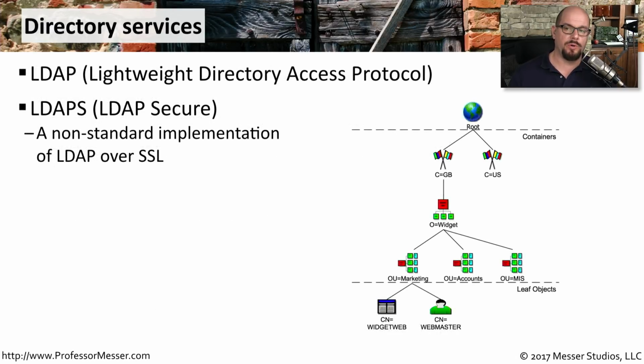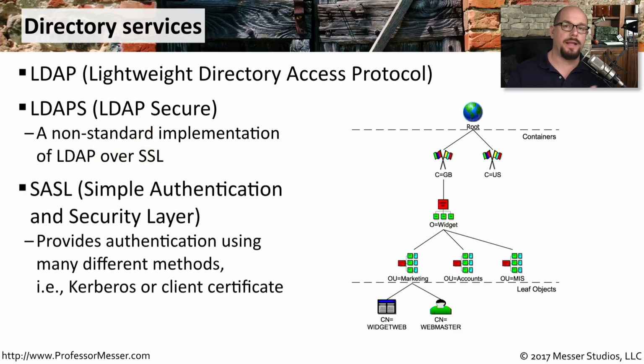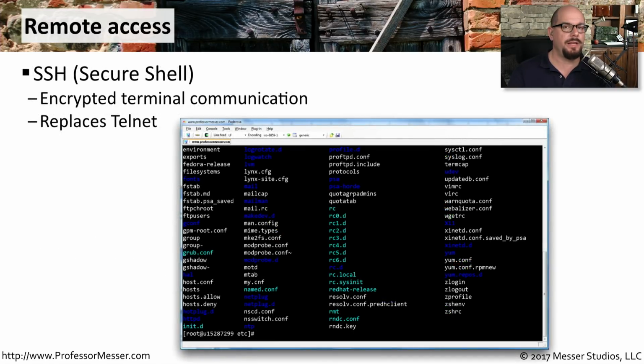One way to make LDAP more secure is by enabling LDAP-S, which stands for LDAP Secure. It's a non-standard implementation of LDAP that effectively uses LDAP over SSL. Another way to add security to an LDAP communication is to implement SASL. This is the Simple Authentication and Security Layer. SASL is a framework that allows you to take an existing protocol like LDAP and provide additional authentication and security to these existing protocols.